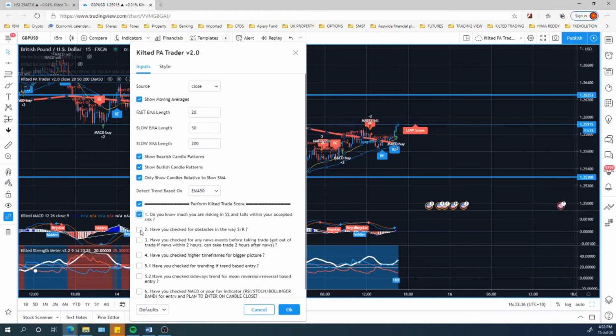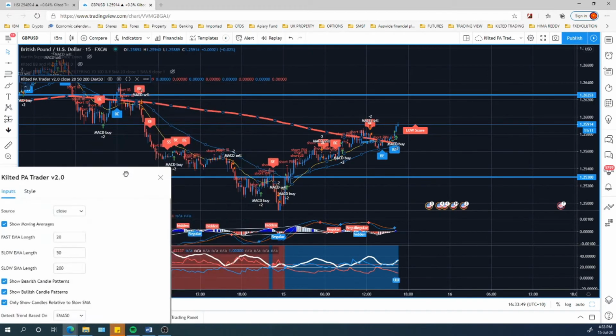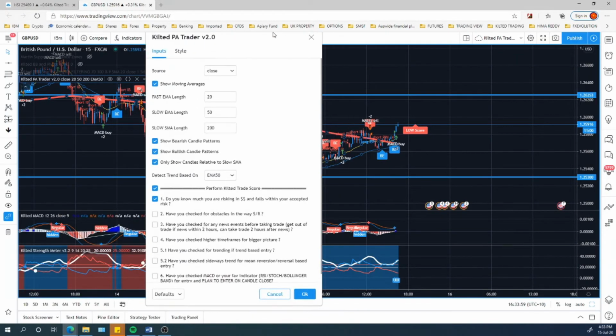Have you checked for any obstacles in the way? Yes, we have. We've got our resistance line up here. We had our support line down here. So we've got a bit of free room to trade here. We can see we've got a bit of a problem area here. You could argue, but for the purposes of this, we will say that's the line we're worried about. So we'll click that one. Still, you can see we're on a low score.